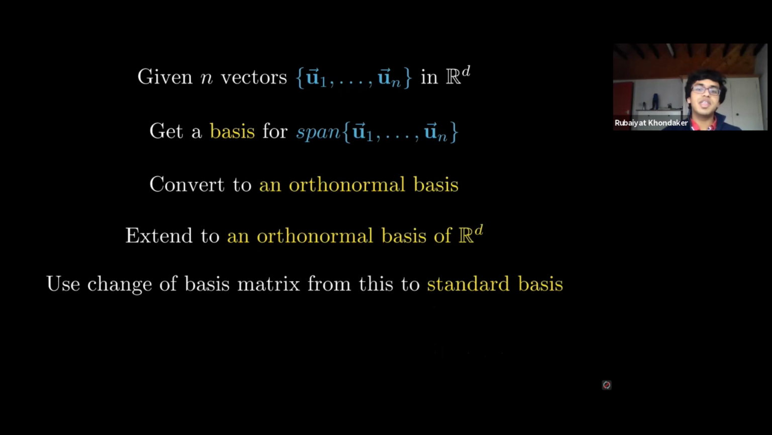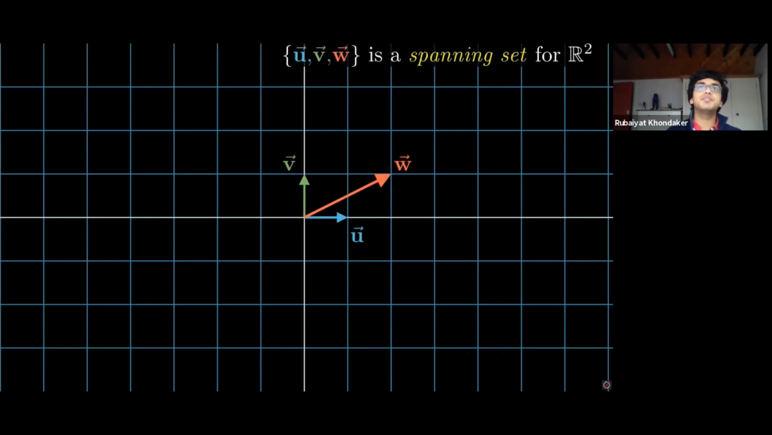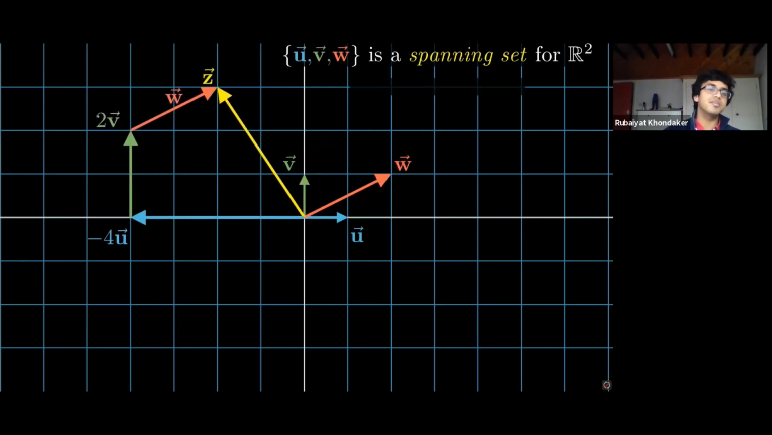All right. So let's see visually how you'd get a basis for this span. Here I'm putting three vectors in the plane, u, v, and w. And it turns out that u, v, w is a spanning set for the plane. What that means is that given any vector z, you can write it as a linear combination of u, v, and w.